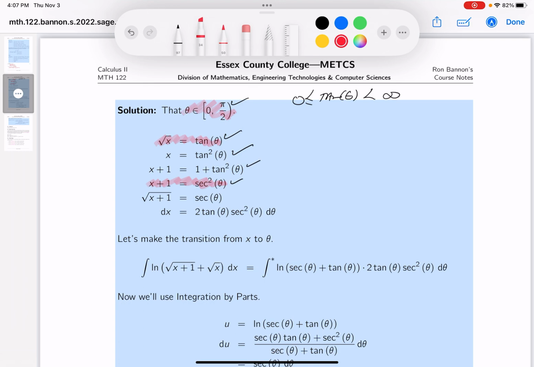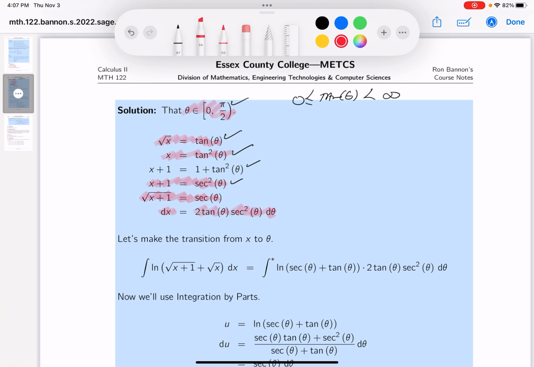So what do I know now? x is equal to tan squared theta, and now I know that the root of x plus 1 is a secant of theta. I'm going to put the differential down now, dx. How do I do that? I'm differentiating this over here. So 2 tan theta secant squared theta d theta.